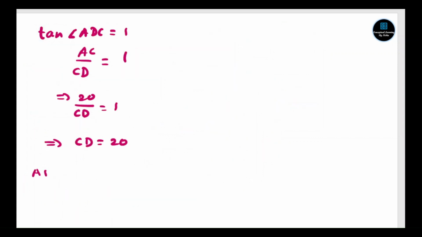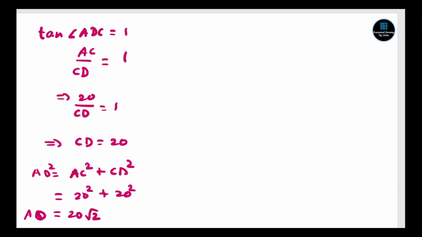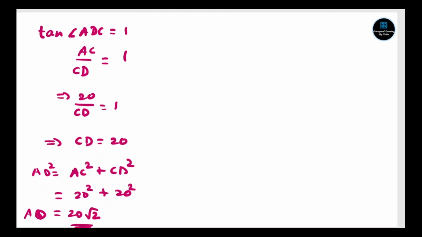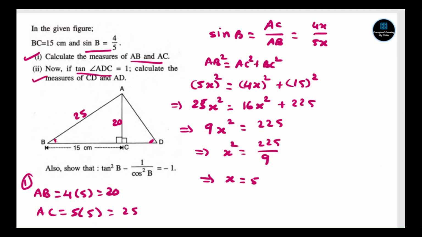So AD square equals AC square plus CD square. When I simplify this, we'll get 20 square plus 20 square. When I take the square root, I'll get AD equals 20 square root of 2. Alright. So I'll just keep this in terms of square root of 2. So we found the value of AD also and CD also. So we have these values. Alright. So we are done with this second question.